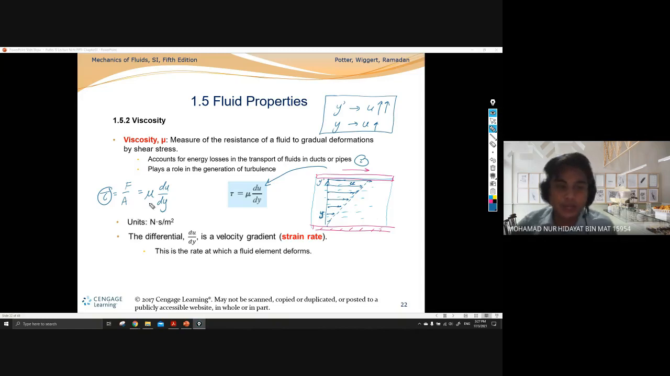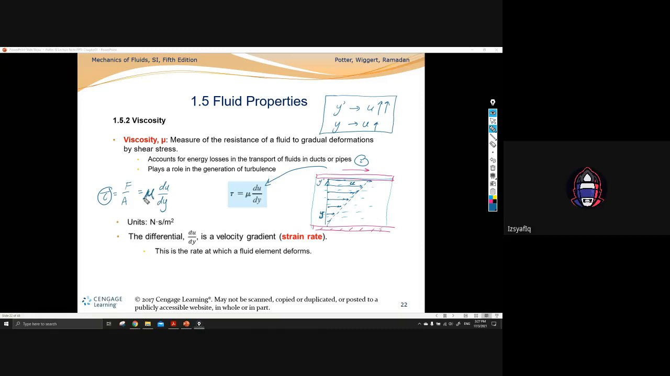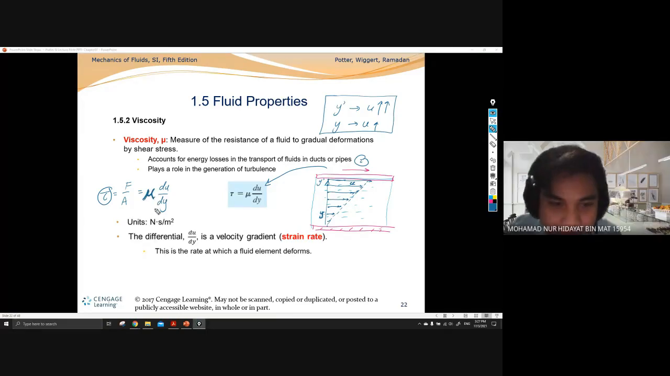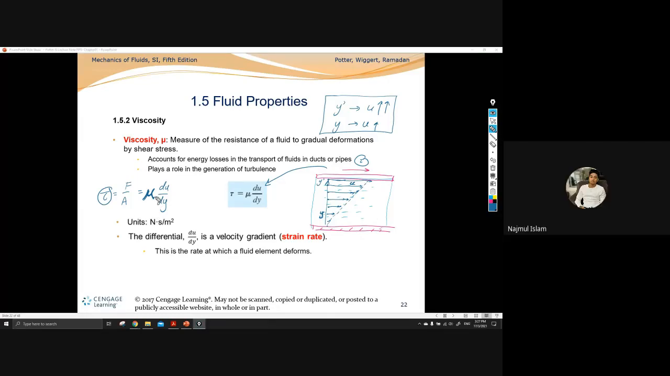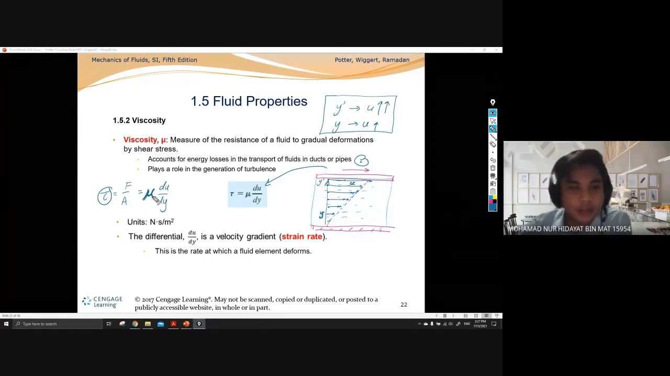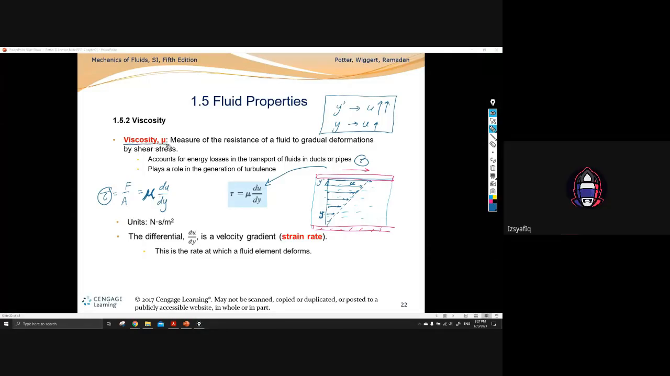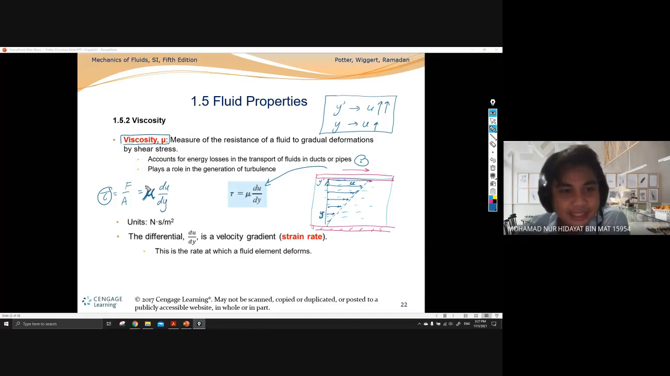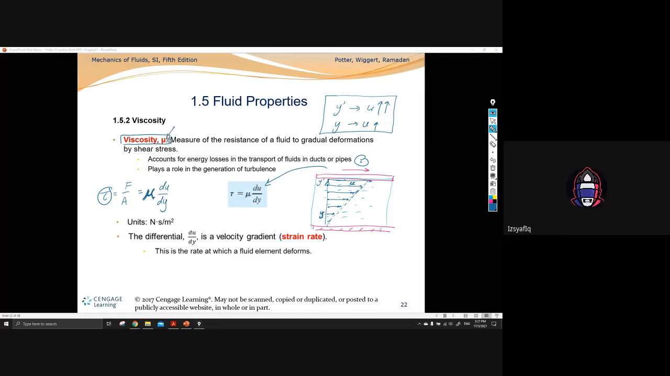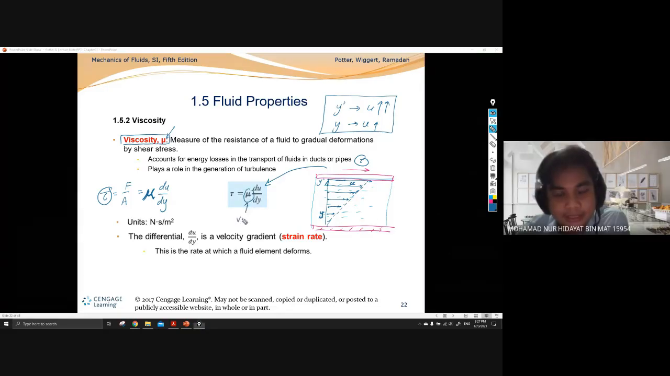So what is this? Friction? What is this? Friction? Okay, this is not friction. This we call absolute viscosity. That is why we call it here. Can you see the symbol is the same? Yes. This we call viscosity.